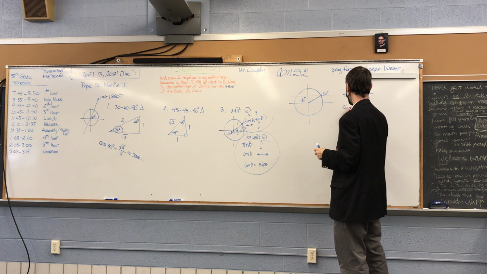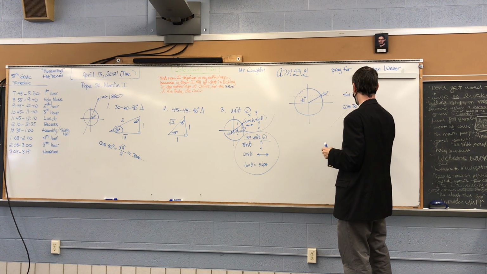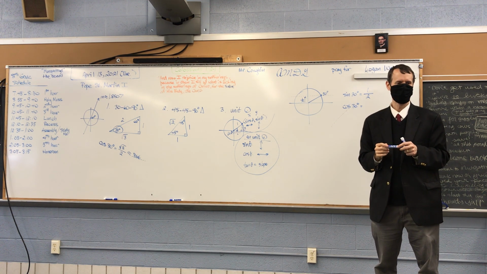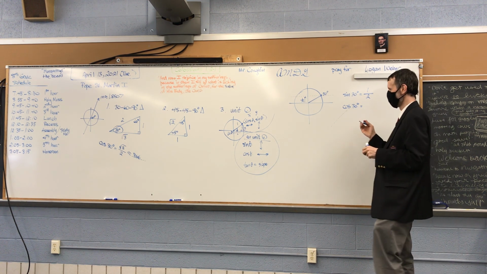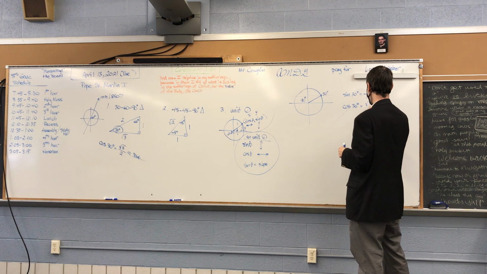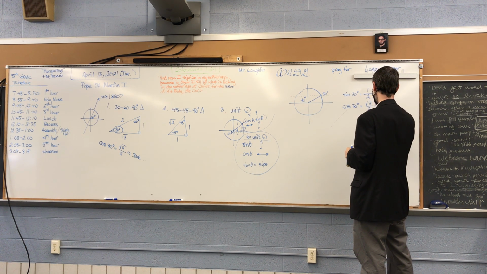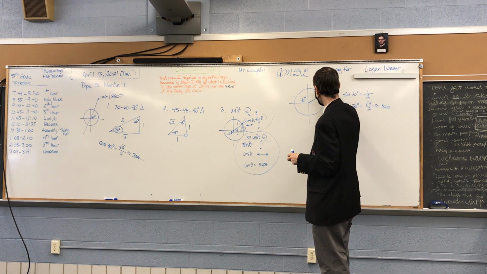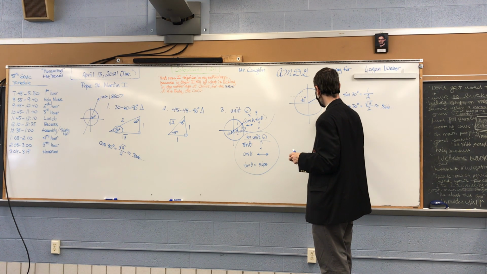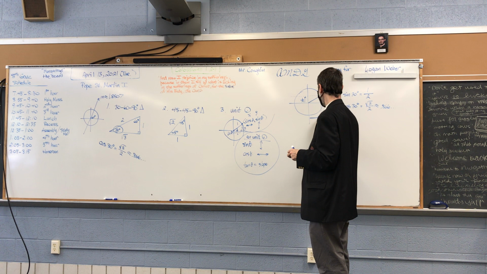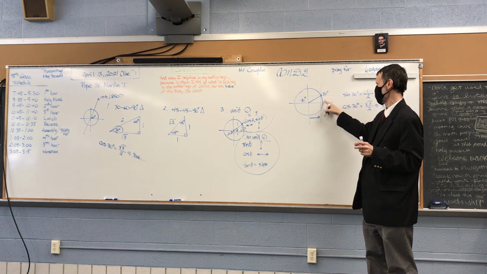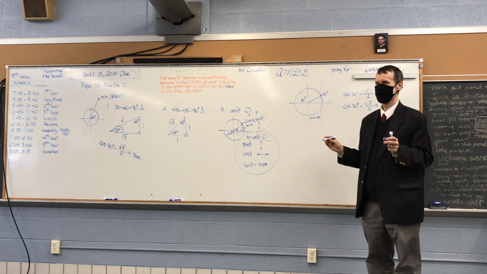Can somebody refresh my memory on the cosine of 30 degrees? What's the cosine of 30 degrees? Radical 3 over 2. And I'll give you a decimal approximation. It's 0.866. Can anybody tell me roughly how far over this is? It's less than 1, not much less than 1, but a little less than 1 because it's not all the way to the edge.